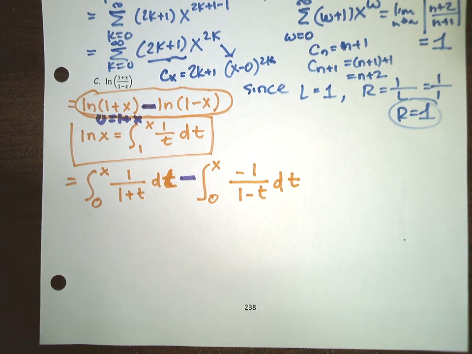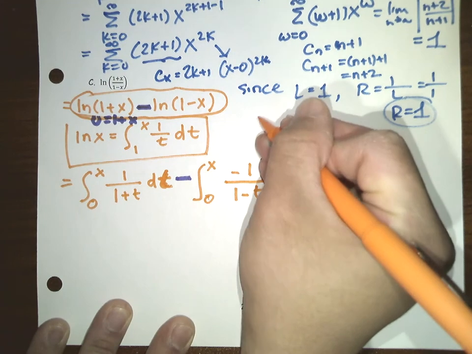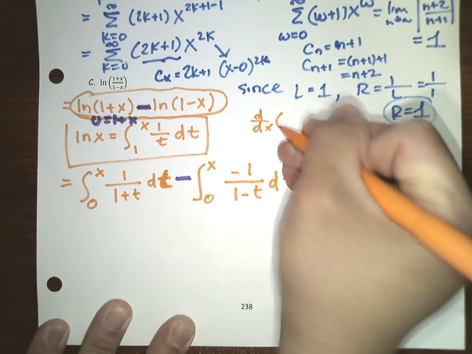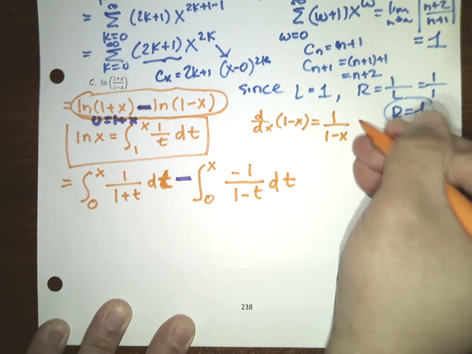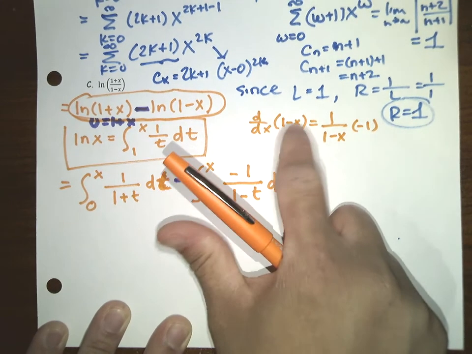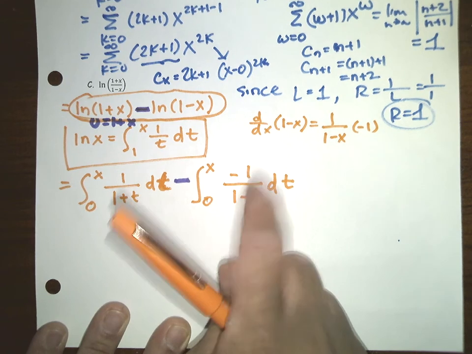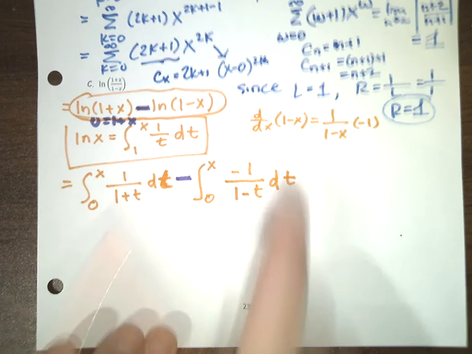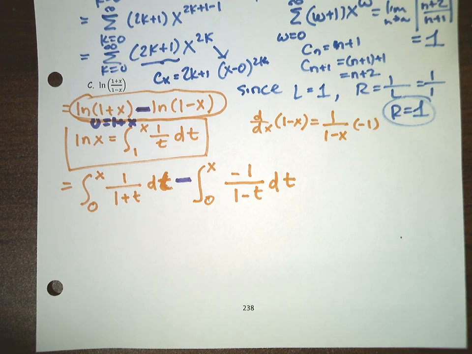Now, how are you going to know to put the negative 1 there, as a reminder? Well, remember, the derivative with respect to x of 1 minus x is 1 over 1 minus x times the derivative of 1 minus x, which is negative 1. So it should be negative 1 over 1 minus t. So please keep this in mind for the rest of your life.